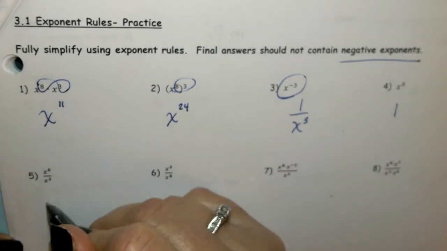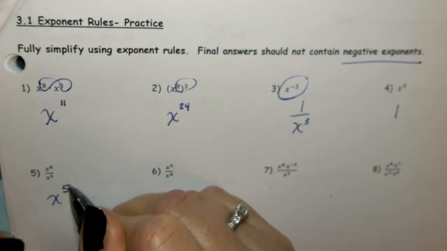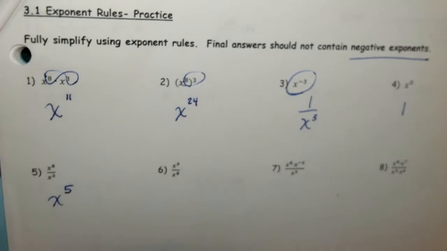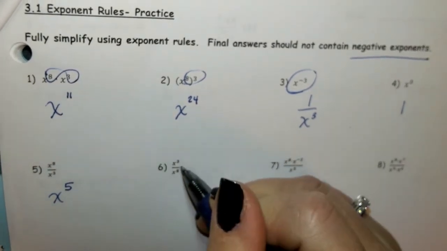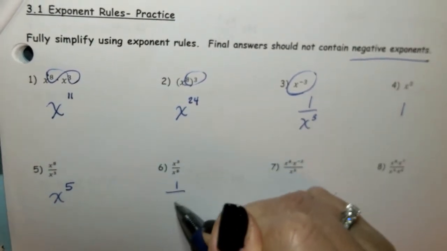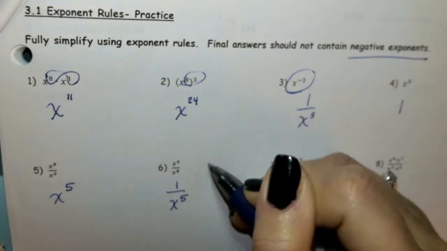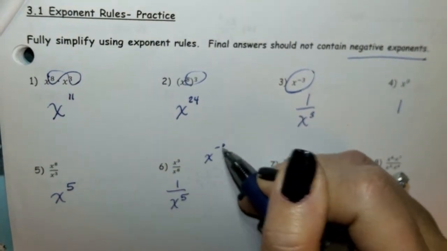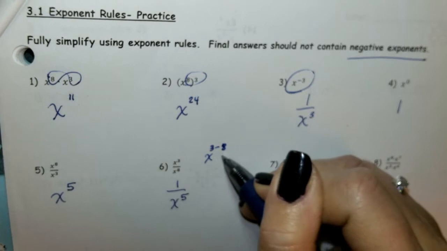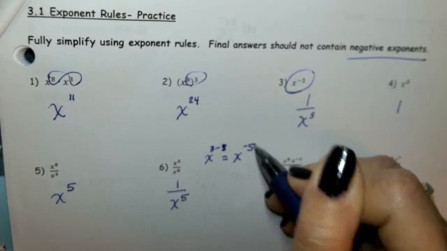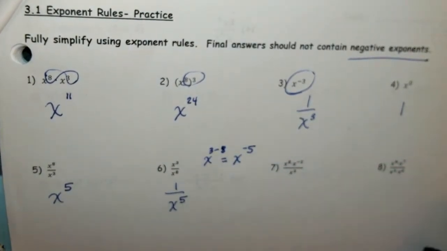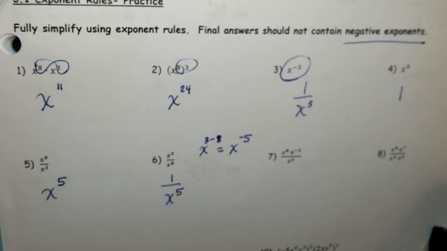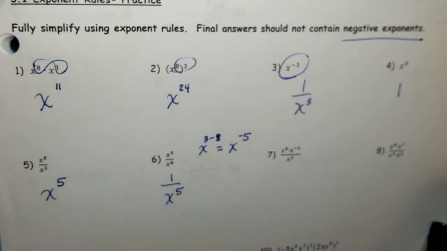And x to the 8th over x to the 3rd, we subtract. So we have x to the 5th. X to the 3rd over x to the 8th, this will be 1 over x to the 5th, and I'll tell you why. 3 minus 8 is x to the negative 5, which is 1 over x to the 5th. Remember, only positive exponents.